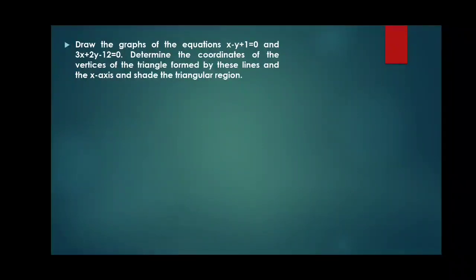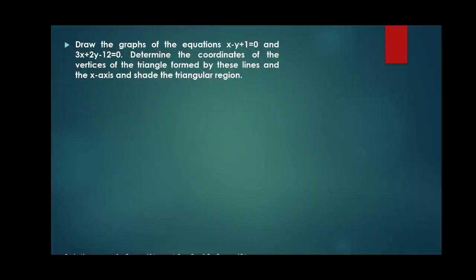So when you draw the graph, you will get two lines and they'll intersect with the x-axis, and both those equations will also intersect with each other. Both the lines will intersect. So you will get a beautiful triangle there. You have to determine the points of the vertices of that triangular region, and shade it.